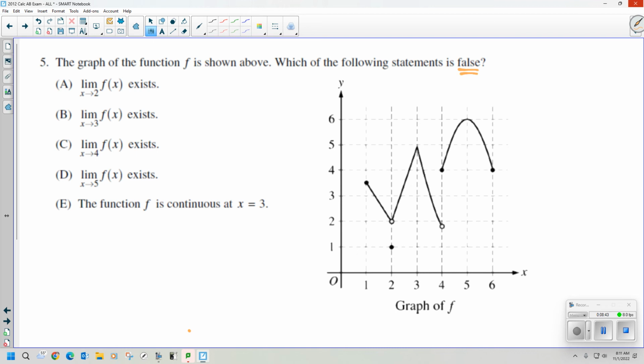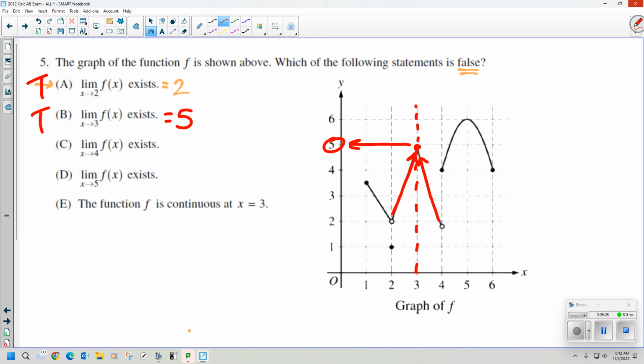A says the limit as I approach 2 exists. Well, here's 2. As I approach it from both sides, it approaches the same value of positive 2. That actually equals 2. That does exist. I don't care if there's a hole there or not. It just has to point to the y value of 2, and it does from both sides. The limit at 3 exists. Well, here's 3. As I approach 3 from the left, and I approach 3 from the right, that exists as well. That's a y value of 5. So A is true and B is true.